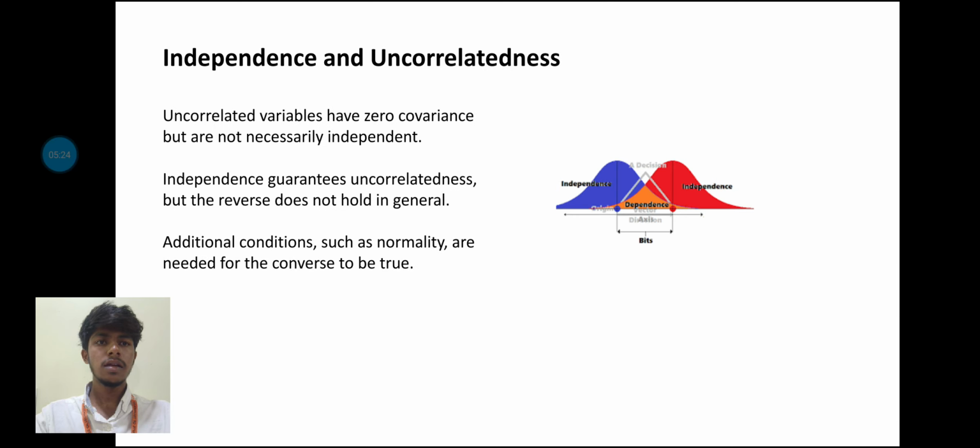Independence and uncorrelatedness. Uncorrelated variables have zero covariance but are not necessarily independent. Independence guarantees uncorrelatedness, but the reverse does not hold in general. Additional conditions such as normality are needed for the converse to be true.